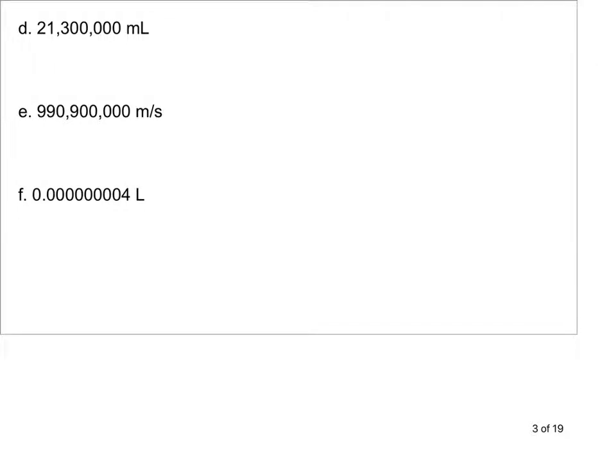A few more. Big number here. So we're going to end up with 2.13. Decimal's got to go here. Now these, it doesn't work just to count the zeros because we got to go beyond the zeros. There's 3, 6, that'd be 7. So times 10 to the 7th milliliters.